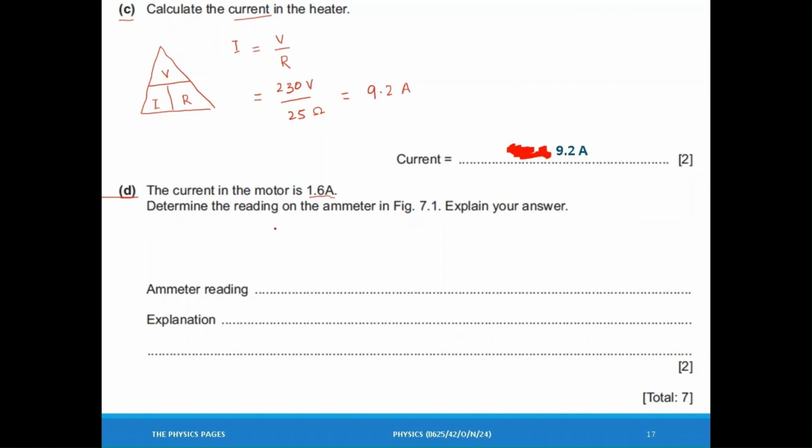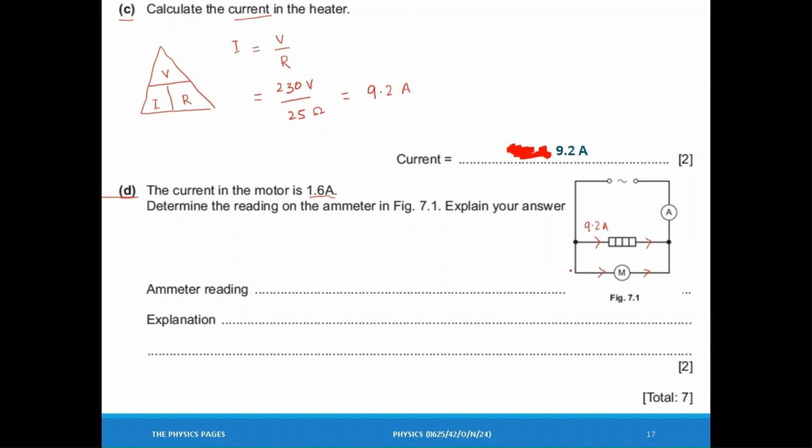Determine the reading on the ammeter in Figure 7.1. Explain your answer. This is Figure 7.1. And we just calculated the amount of current. The current through the heater is 9.2 amperes. And the current through the motor we just found is 1.6 amperes.